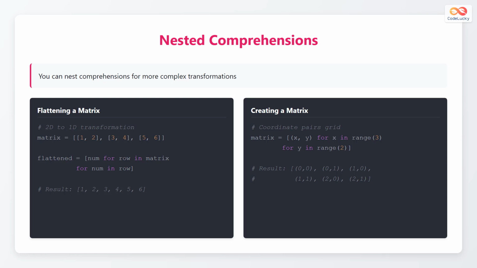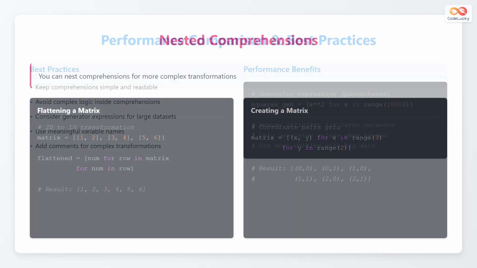In the flattening a matrix example, we transform a 2D matrix into a 1D list. In the creating a matrix example, we create a grid of coordinate pairs. Nested comprehensions enable you to handle more complex data structures and transformations with ease.